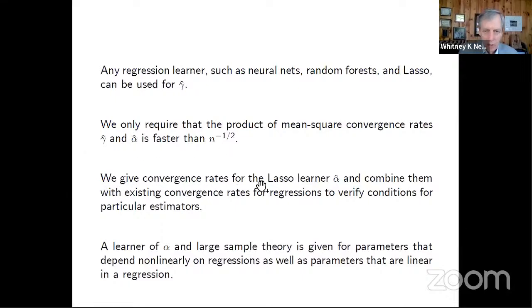We give in the paper convergence rates for this lasso learner alpha hat. So we give the alpha hat and then we give the rates you need to verify this condition with the product of the rates. You start with any gamma hat, it has some rate, and then we give you an alpha hat and the associated rate that you can use to get asymptotic normality. We also, in the paper, give a learner of alpha and large sample theory for parameters that depend non-linearly on regressions, as well as parameters that depend linearly on a regression. I'm going to focus in the talk mostly on the linear. It's a little more complicated if it depends non-linearly on the regression, but you can still get alpha automatically.